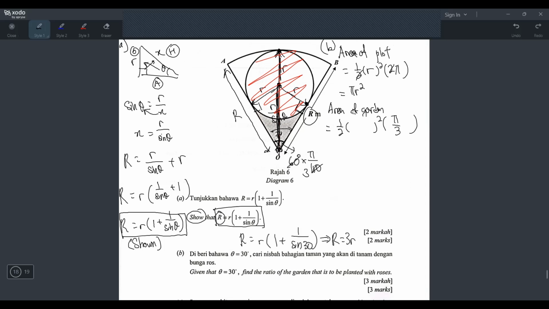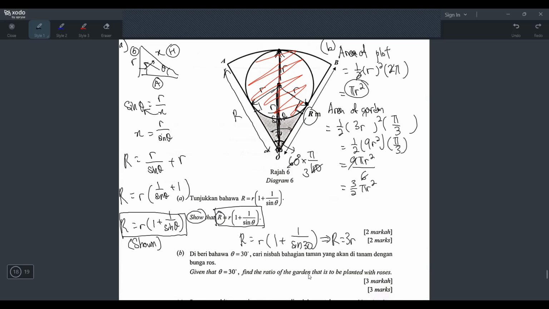So the area of garden is what? 1/2 r square theta, right? And then the r is the big R, but the big R is 3r. So this one 3r. Now the 3, okay, cannot cut. So now it becomes 1/2 times 3r square is 9r square, and then pi over 3. And then 9r square times pi is 9 pi r square, and then bottom times bottom is 6. And then cut, you're left with 3/2 pi r square. So this is the area of garden, and then this is the area of plot.